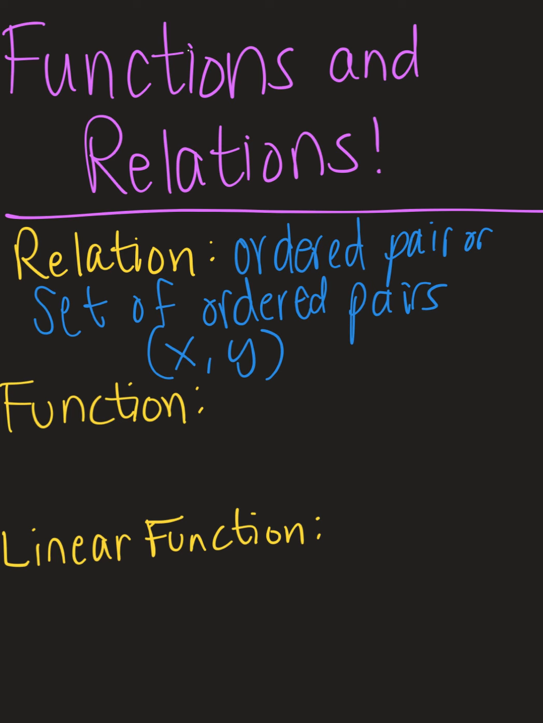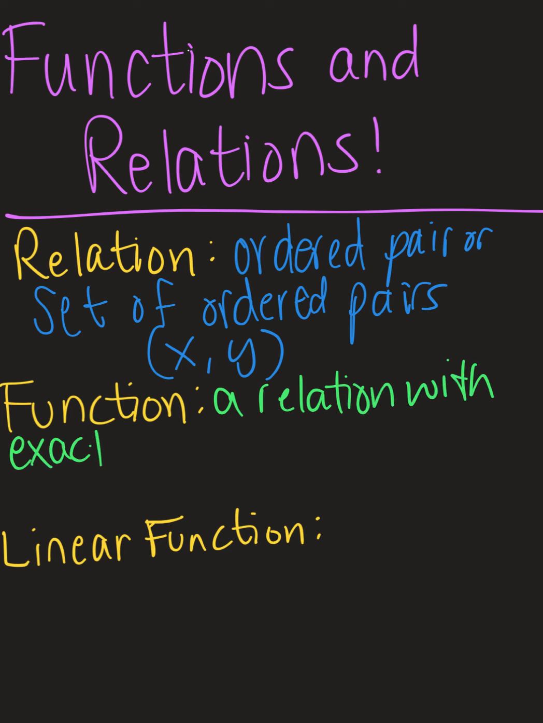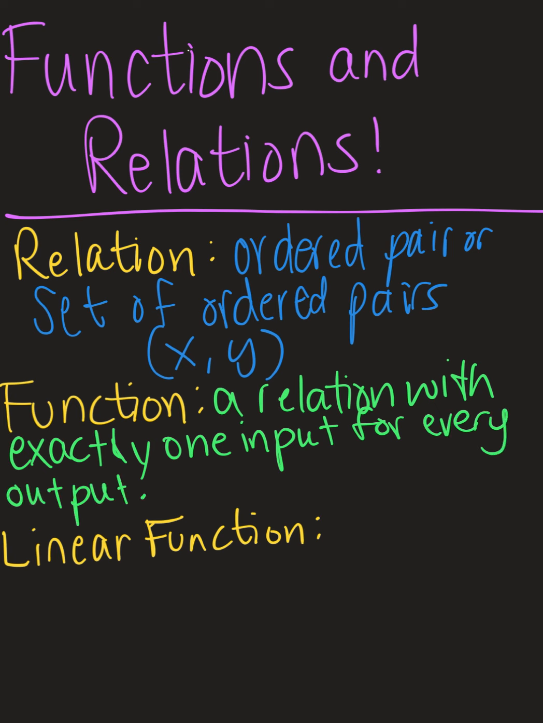A function is a very specific type of relation. So it is a relation with exactly one output for every input. In other words, the x does not repeat. y can repeat a ton of times. x does not repeat ever. Okay? So it is a relation.